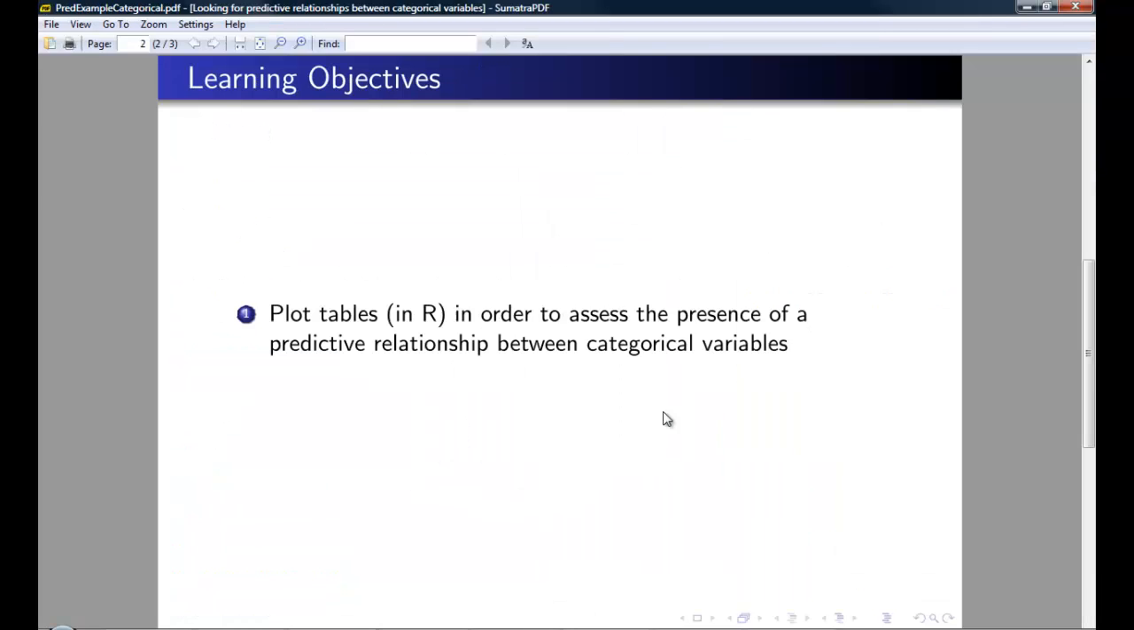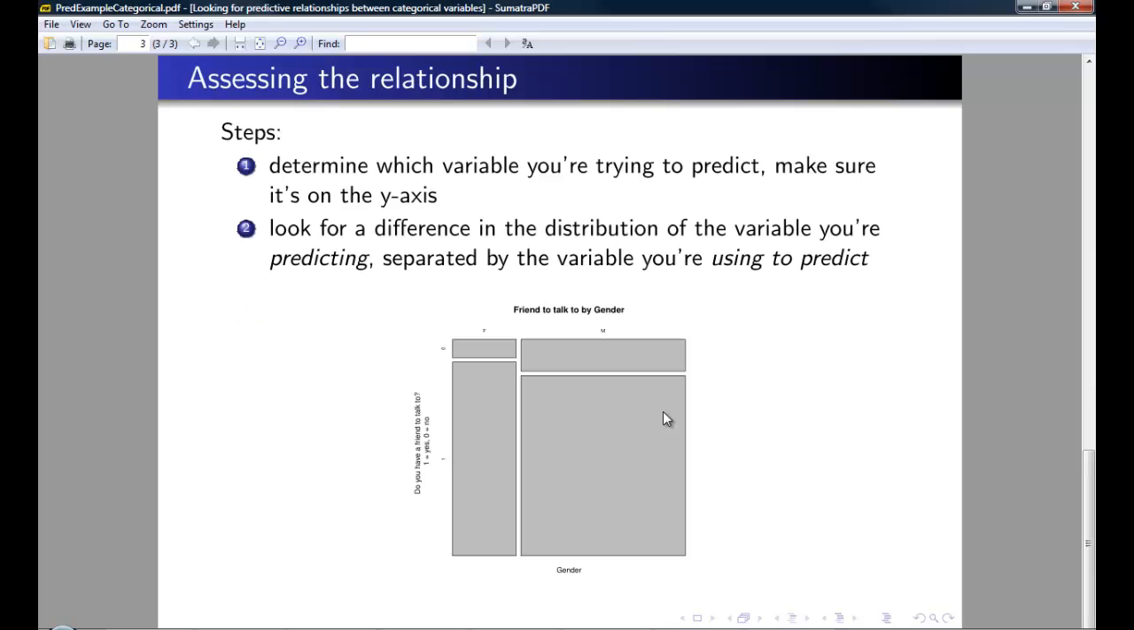So returning again to the learning objectives of this lecture, we're really interested in developing the ability to create plots like this one. And here, remember, you just need to be really careful about setting up the axes and then using these lines in order to look for differences in the distribution of these variables.